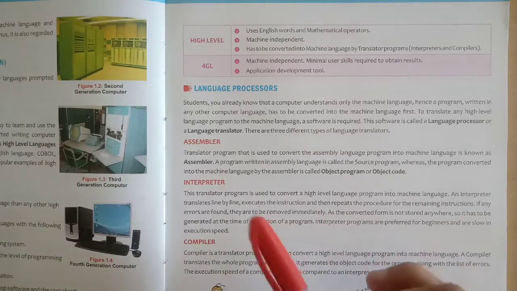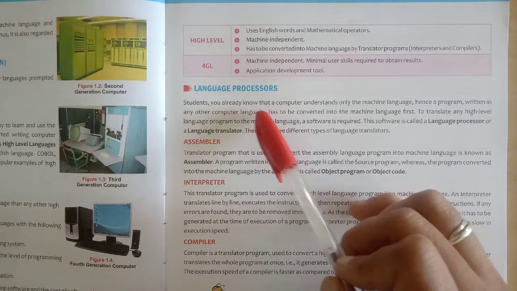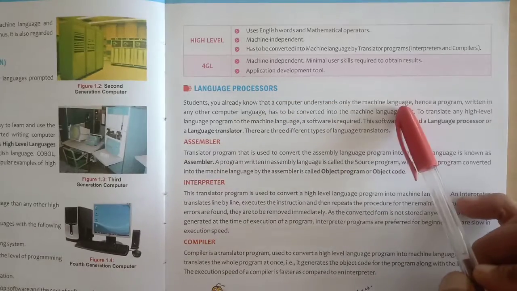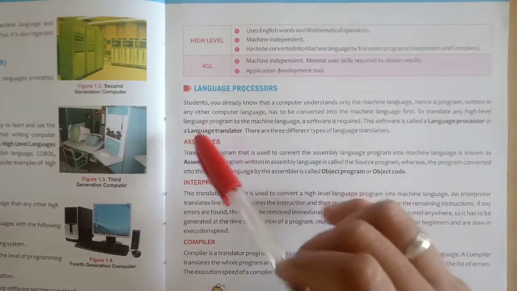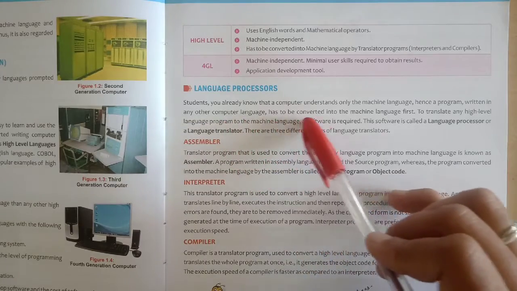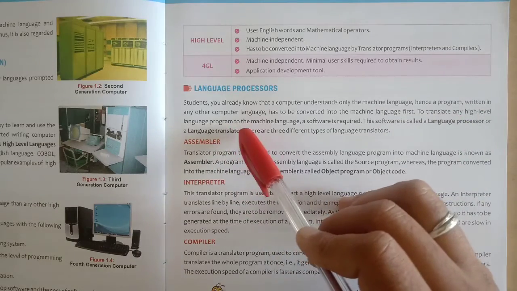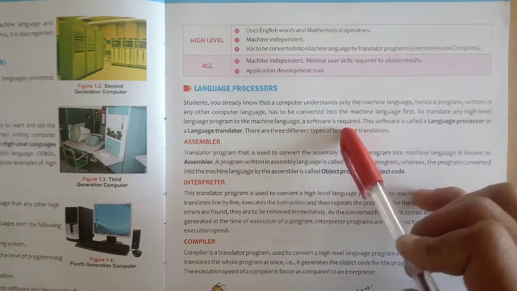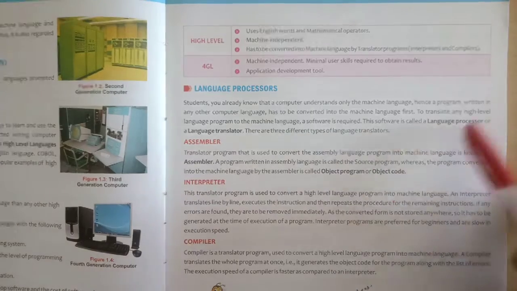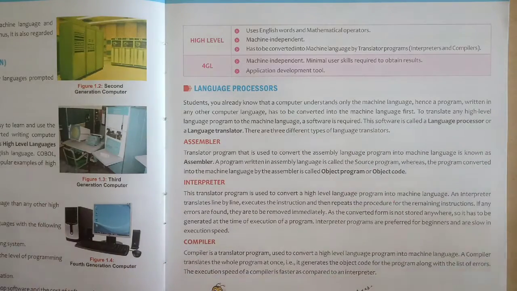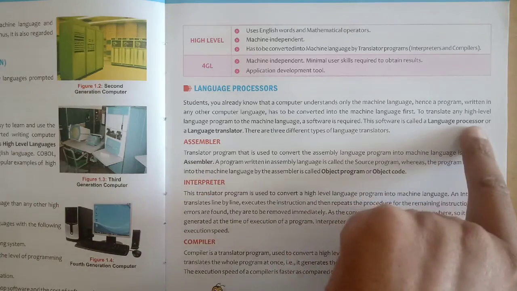So students, you know already computer understands only machine language. Hence a program written in any other computer language has to be converted into the machine language first. To translate the high level language program to the machine language, a software is required. The software is called language processor. Means here your computer wants to change the things. So you know very well because your computer can understand only machine language. If you are using another language, then the next thing needed is the language processor.